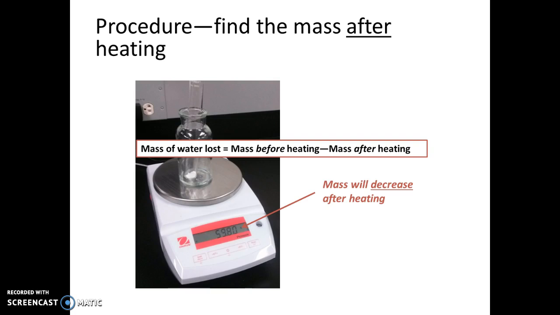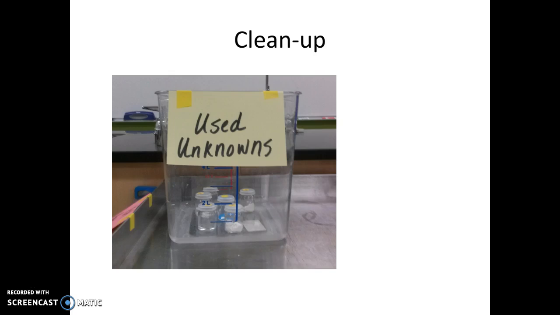This is the last piece of data that you need in order to identify your unknown. Once you find the mass of water lost, you can figure out the percent water that's in your hydrate, and you're going to match it up with one of those three possibilities for your unknown.